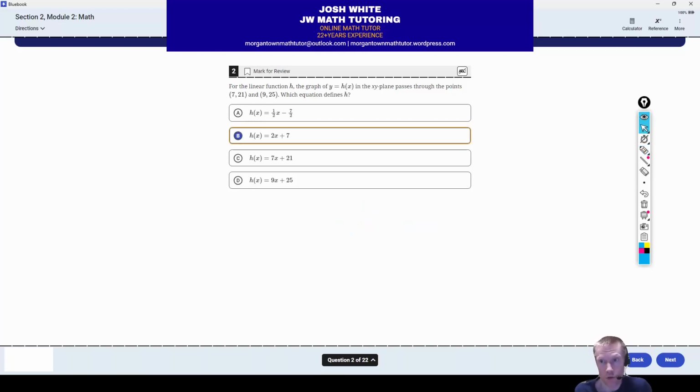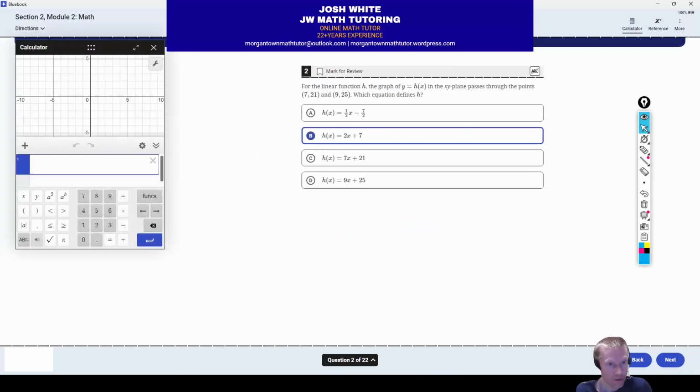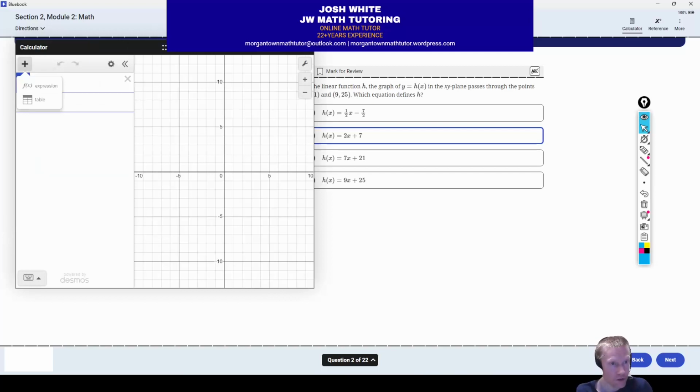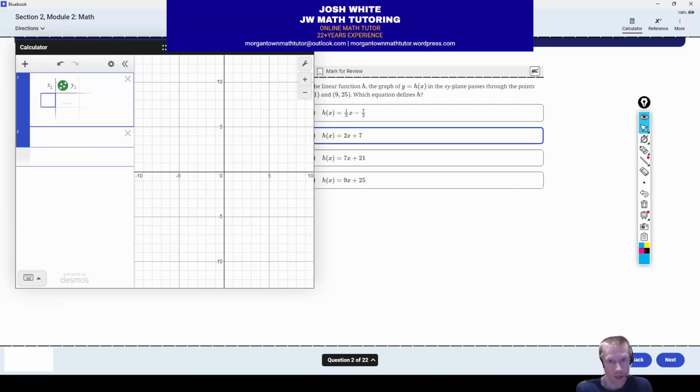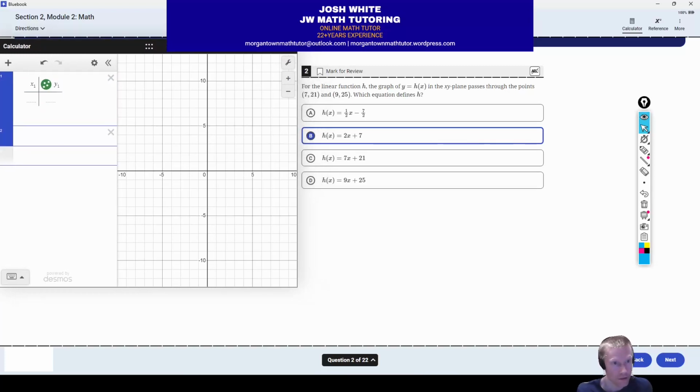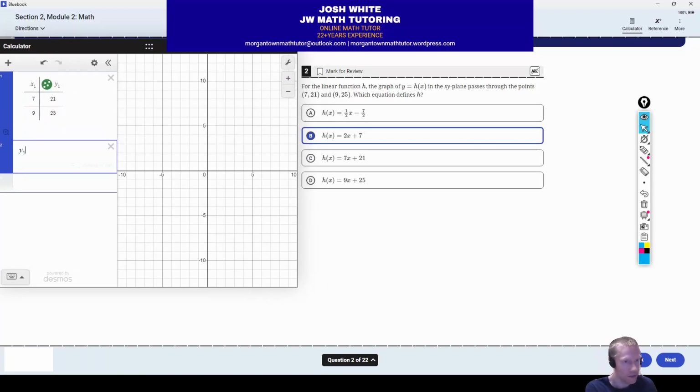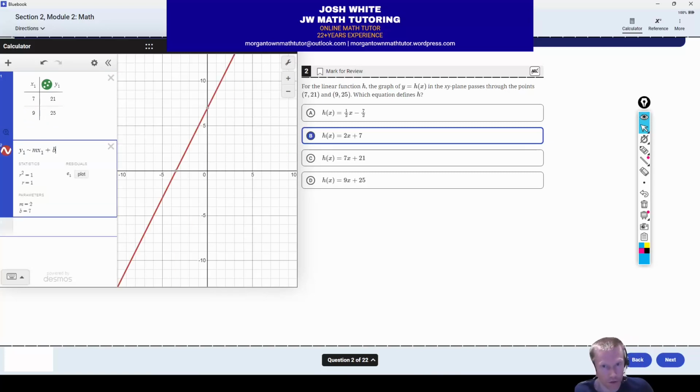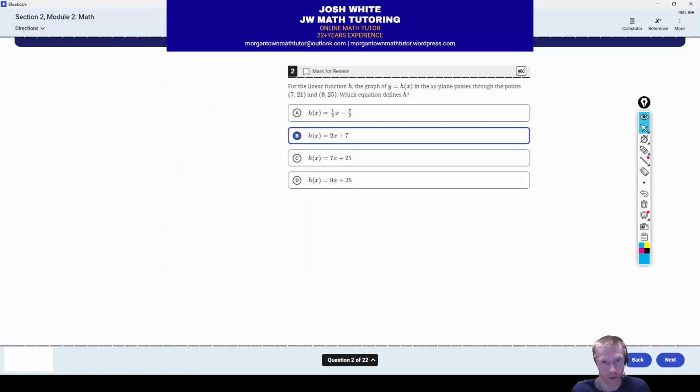Now, I will also just show you quickly how we can do this in Desmos. All we would do is make a table and put in the 2 points that you're given. And then we just do a linear regression. That's going to give us the slope and the y-intercept, even though, like I said, once you know the slope, we know what the answer is. So 2 and 7 just confirms B is the correct answer.